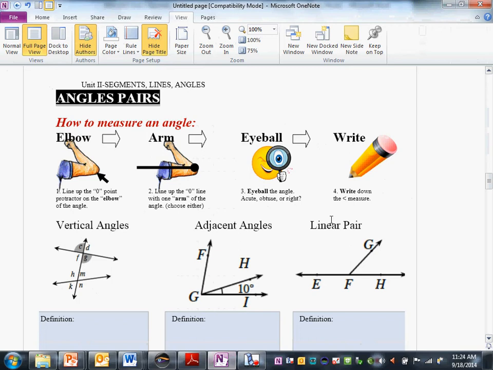Alrighty. Lights, please. It says angle pairs. It's in Unit 2. Go back a page. Keep going. Back a page. Find Unit 2.